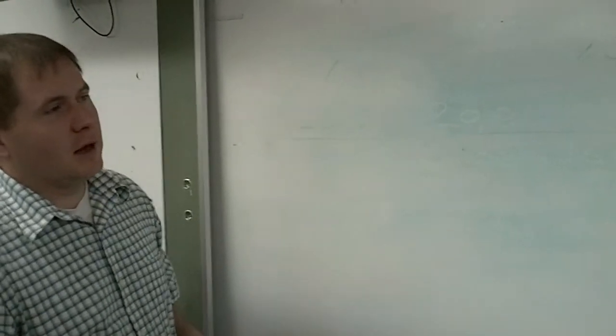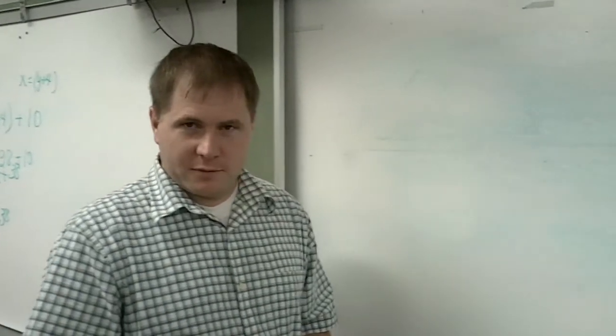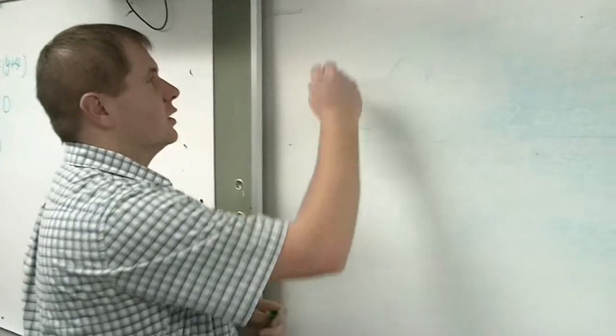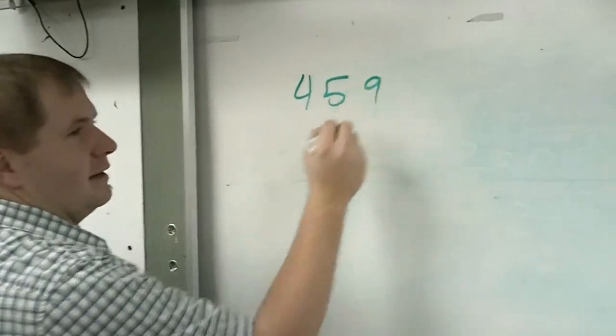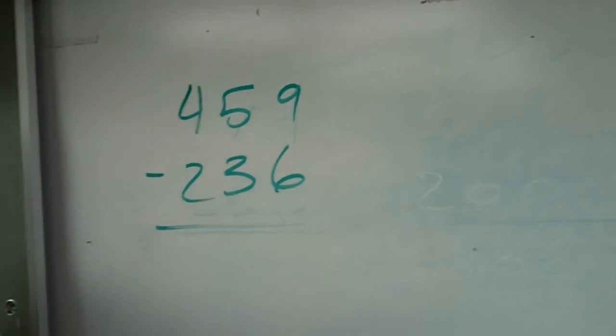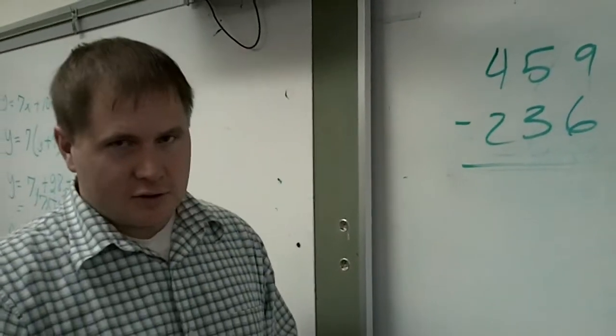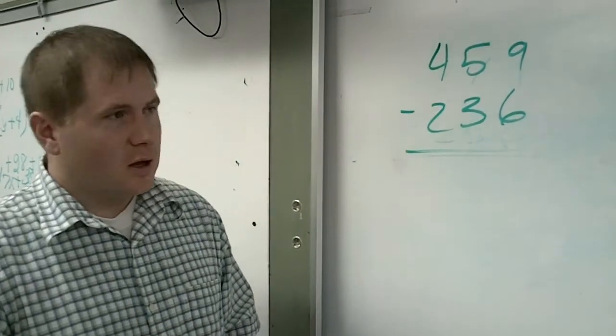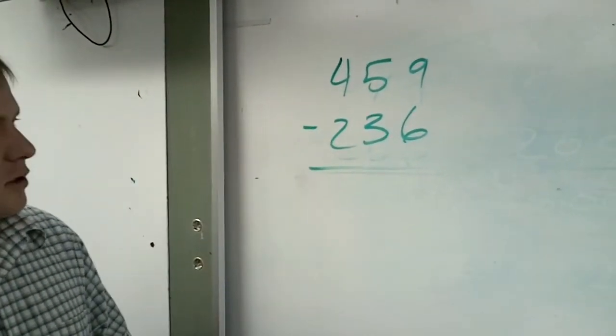We're going to use the same idea of expanded form to now look at subtraction of larger numbers. So the first problem we're going to look at is 459 minus 236. Again, you should be writing this down as we do it, just so you get a handle of the form we're using and the organization. The organization is going to be very similar.